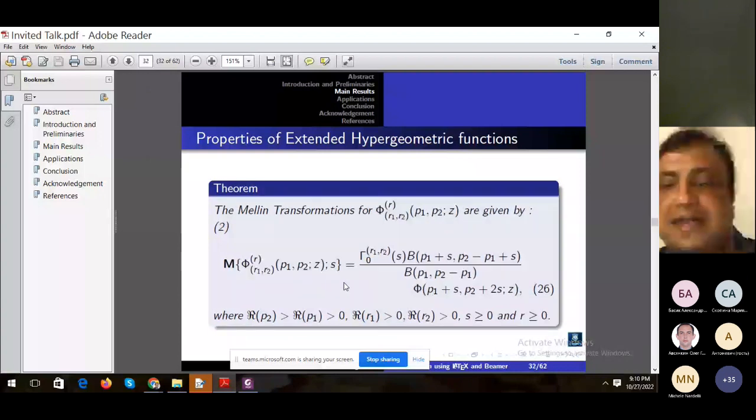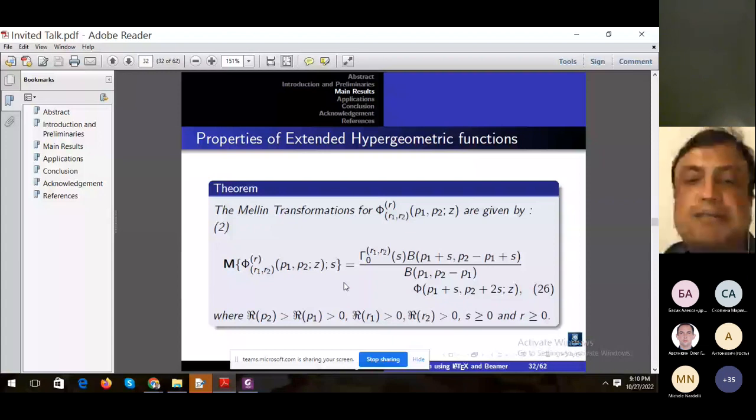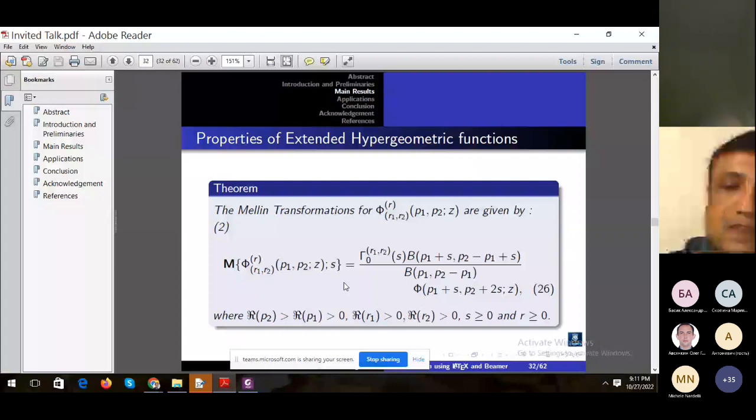At the same time, we have proved the Mellin transform for the confluent hypergeometric function, and we operate the Mellin transform on the extended confluent hypergeometric function, and the right hand side becomes in terms of the gamma function, product of the classical beta function, denominator is the classical beta function and product of the classical beta function. This is given by equation number 26, and it is convergent for the given boundary conditions.